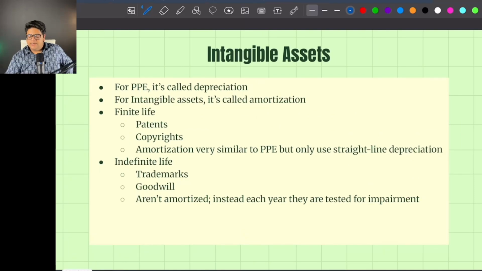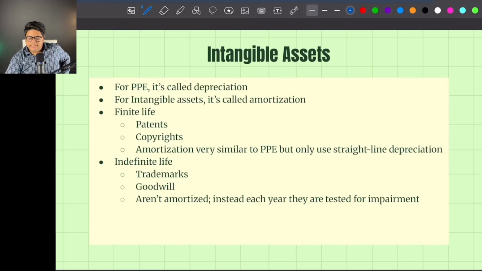All right, let's talk about intangible assets. So for PPE, property, plant, and equipment, it's called depreciation whenever it loses value. For intangible assets, it's called amortization. Effectively, it's the same thing. It's just a verbiage difference. So for intangible assets, it's called amortization.